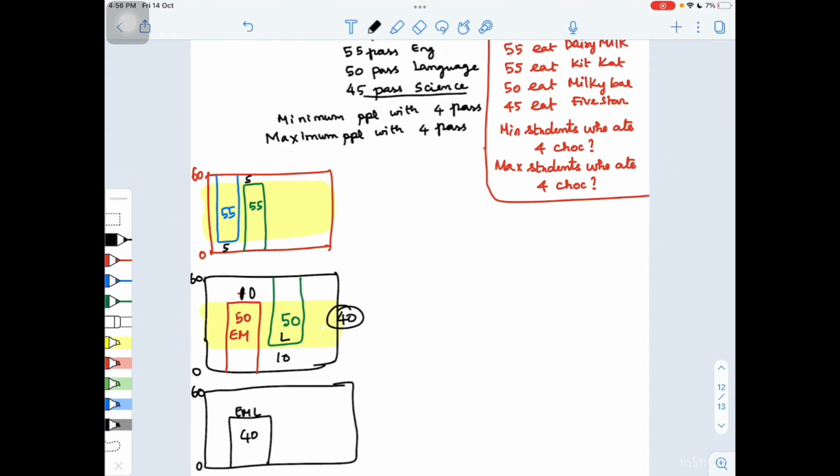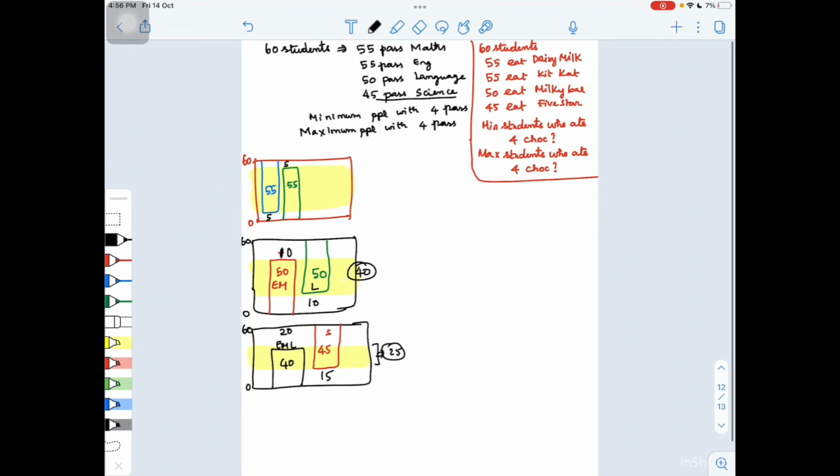Now I want to place science as far away as possible. I'm looking at minimum overlap with this English maths and language. So this 45, if I place it here, this is science. So what is the unavoidable overlap? This is the minimum overlap. I cannot escape this. So here I have 15, here I have 20. So out of 60, 15 and 20, 35 is gone. So what is the remaining overlap? Unfortunately, this 25 is something I cannot avoid. So this 25 overlap is the minimum overlap of maths, English, science and language.